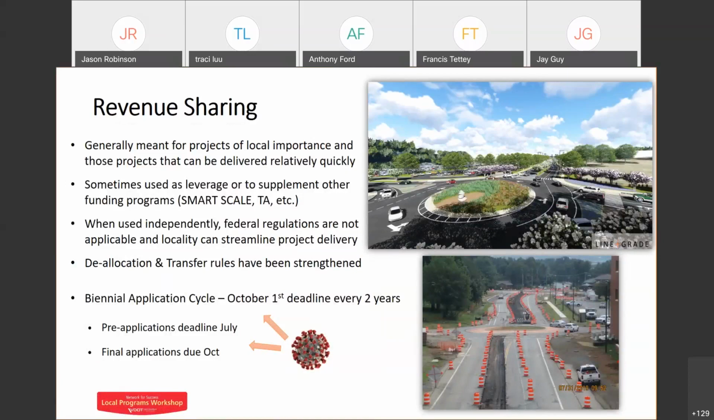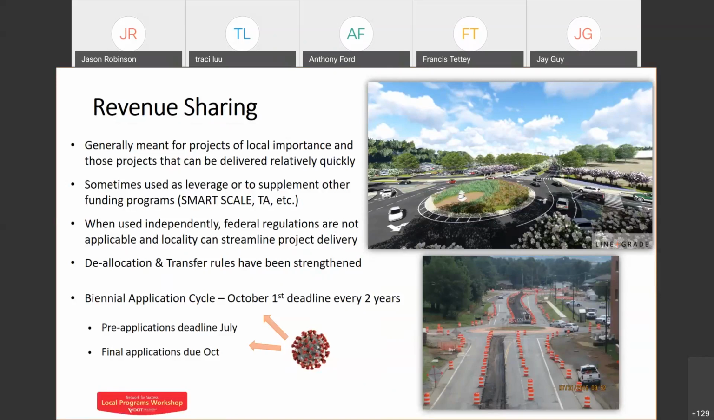Typically, it's for projects that can be delivered relatively quickly. In the past, we have programmed money in year 1 and year 2 of our 6-year improvement program. Some of that may be up in the air as far as what fiscal years we'll be funding, based on the impacts to revenue and the impacts on the 6-year improvement program. But more to come on that. But again, typically in the past it has been for projects of local importance and ones that can be delivered relatively quickly. I do note that these funds can be leveraged against other federal funds.